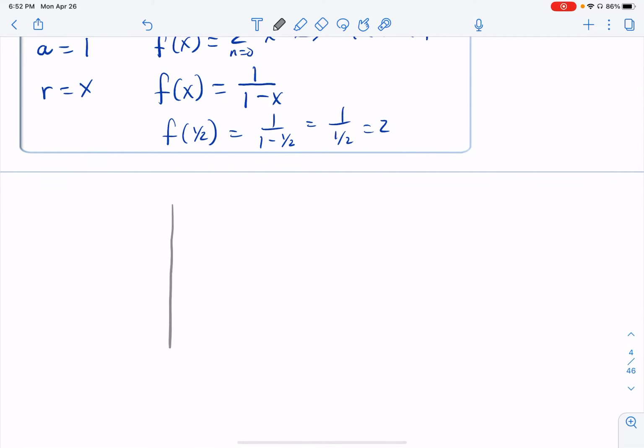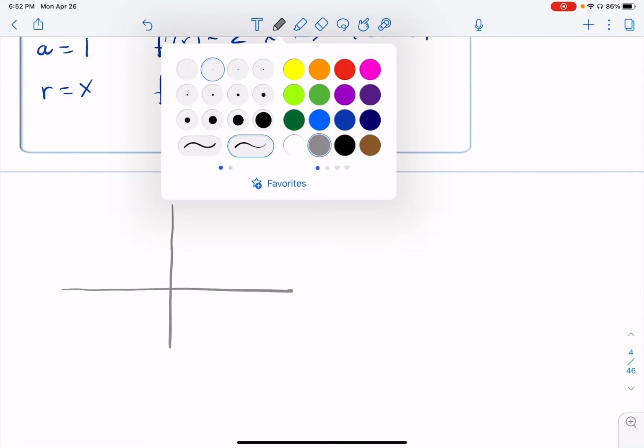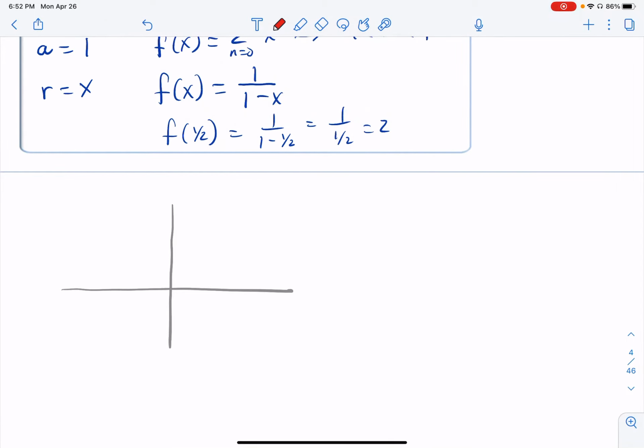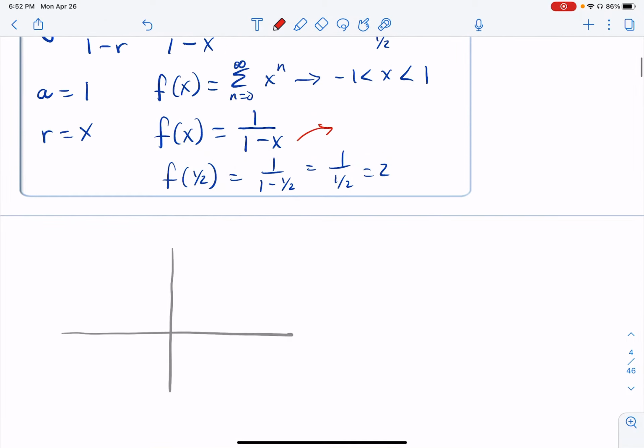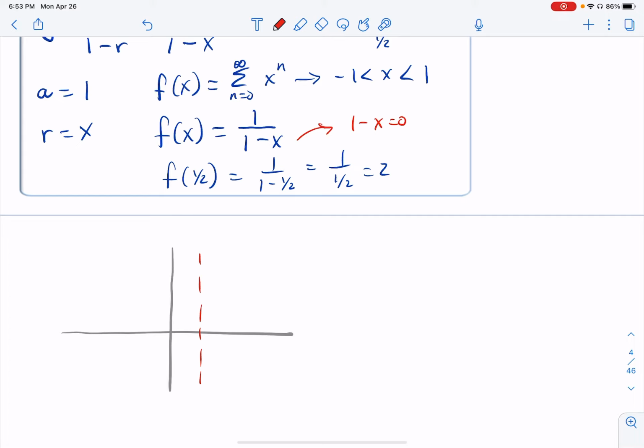Here, let's graph that thing, shall we? We need an asymptote. Where is the asymptote? So the asymptote here is 1 minus x is equal to 0. Add the x over, it's equal to 1. I'm going to say it's about right there.